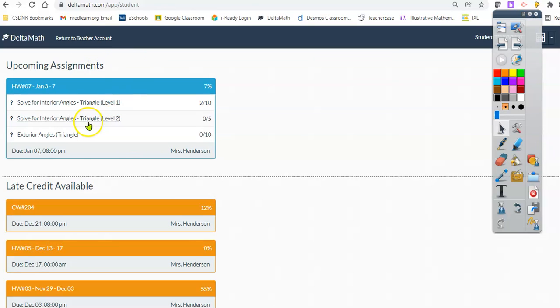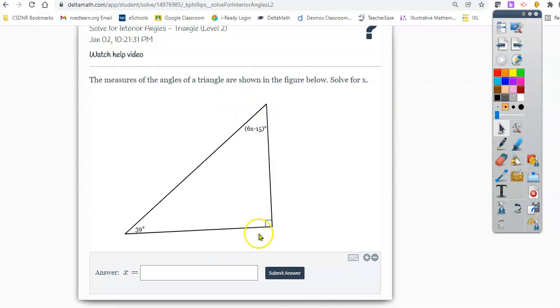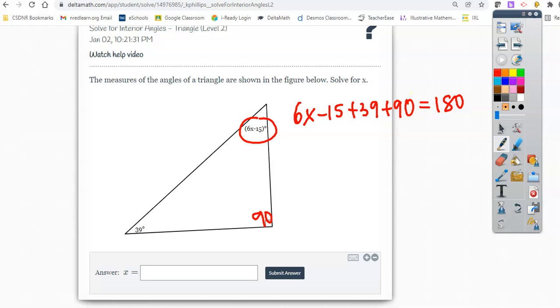For the second topic, you'll have an algebraic expression instead of an angle value. So we still have 3 angles, and if we don't see a number but we see a right angle box, we know that this can be replaced with the number 90. This definitely requires you to write an algebraic equation because there are expressions for the unknown here. So 6x minus 15 is our first angle, 39 is our second angle, and 90 is our third angle. Again, they all have a sum of 180 degrees.